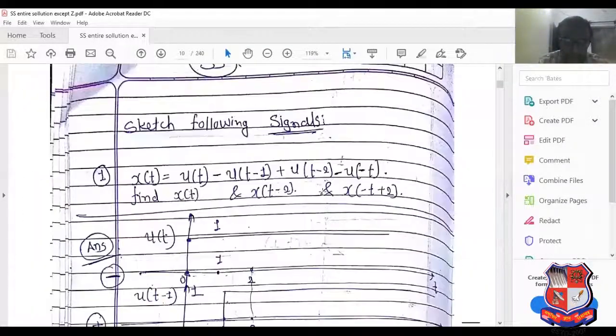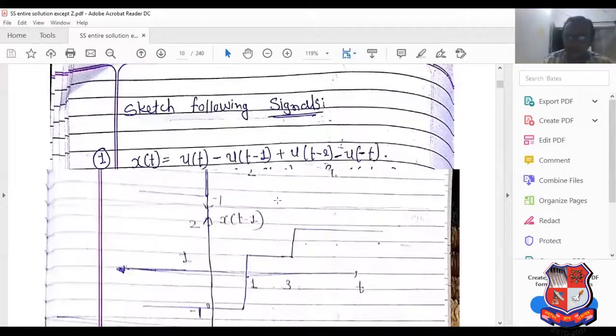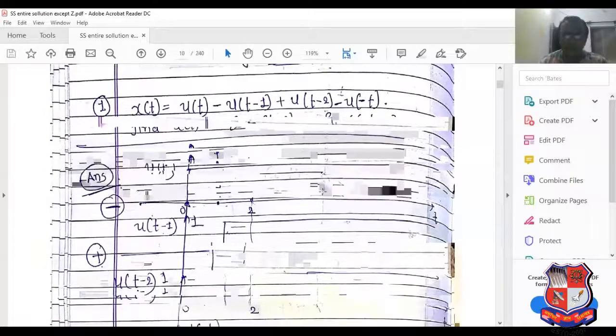In the last example, based on this method, consider u of t minus 2 u of t minus 1 plus u of t minus 2 minus u of minus t. Sketch x of t minus 2 and x of minus t plus 2. So first of all, sketch u of t. U of t at t equal to 0, amplitude is 1. So here we can sketch this graph.